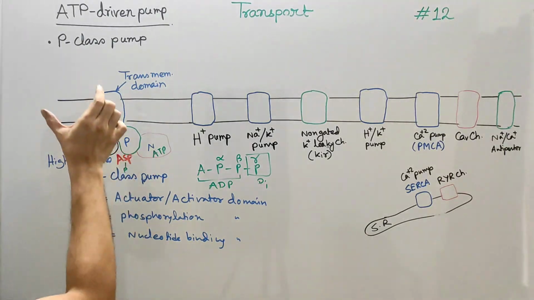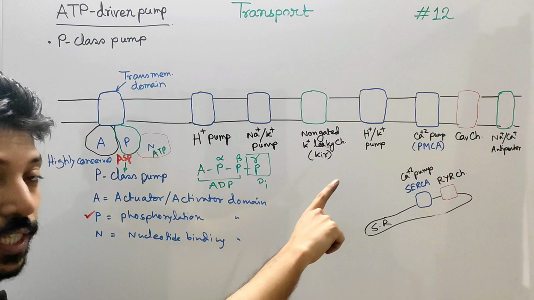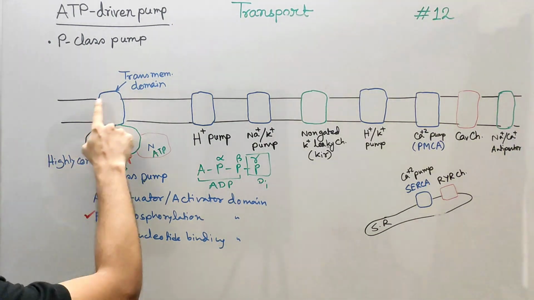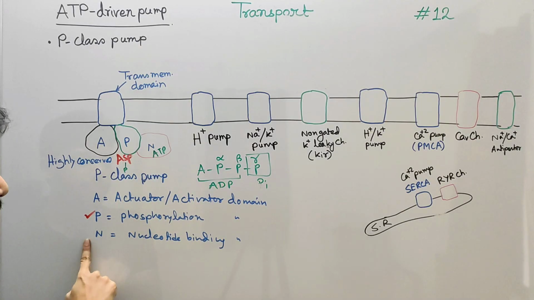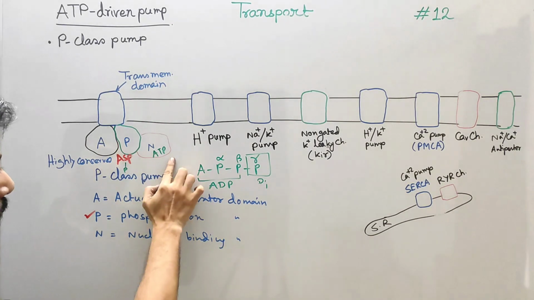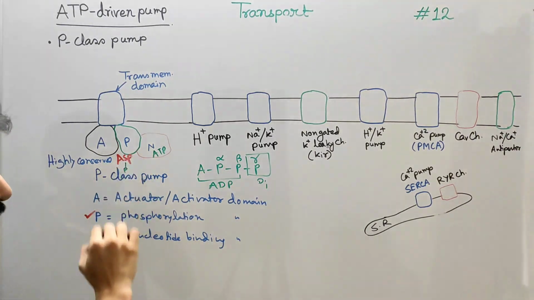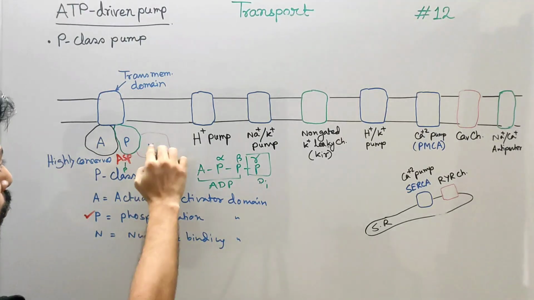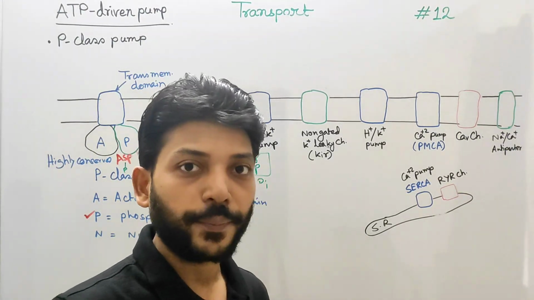So this is the very basic structure of all the pumps that I have drawn here that work in different cells. But the basic structure will be this. There is an actuator domain, there is a phosphorylation domain, there is a nucleotide binding domain where ATP binds, and the breakdown of the terminal phosphate of ATP will bind with the aspartate, and then a rotation of the pump occurs. Through this, the ions will move from inside to outside, or they can come inside.